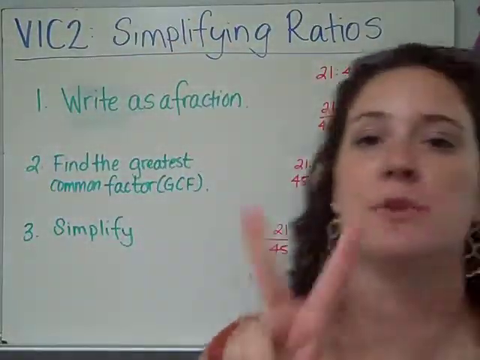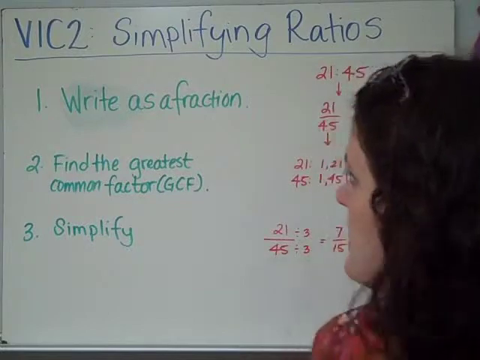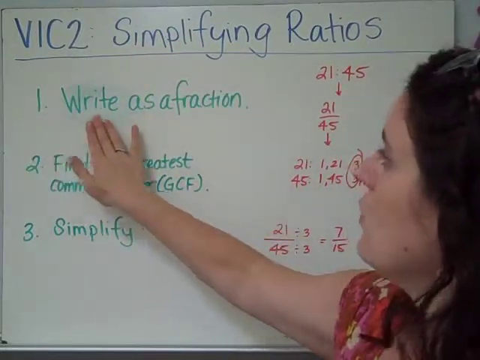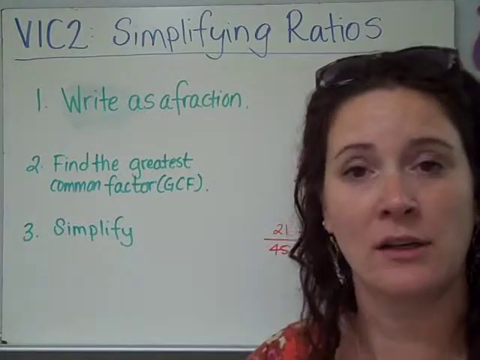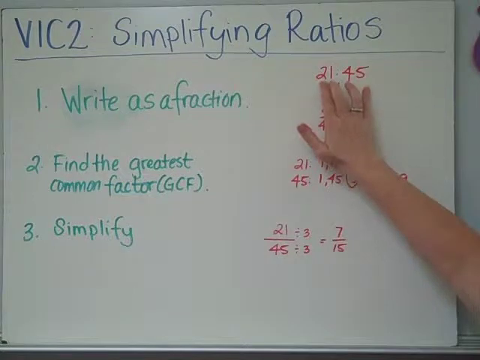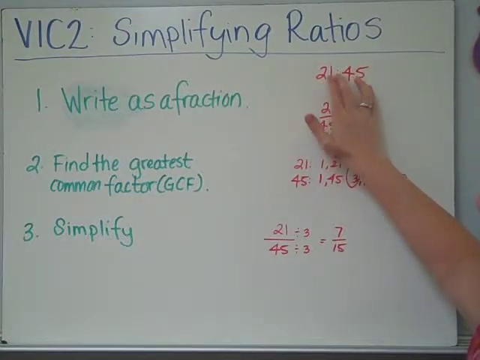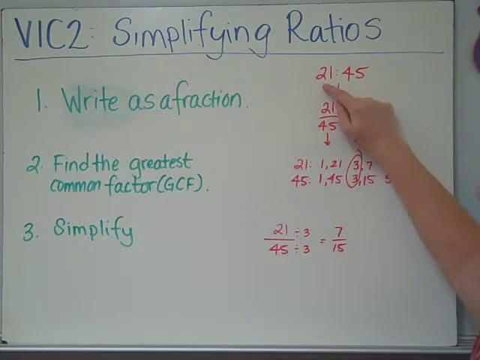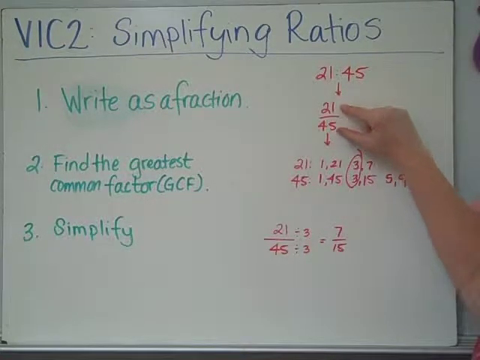Very important concept number 2 is simplifying ratios. So these are the steps for simplifying a ratio. 1, write your ratio as a fraction. It may already be written as a fraction, but if it's not, this is when you need to do that. So if I took 21 to 45, I would rewrite that as 21 over 45. So this is the part and this is the whole right there.